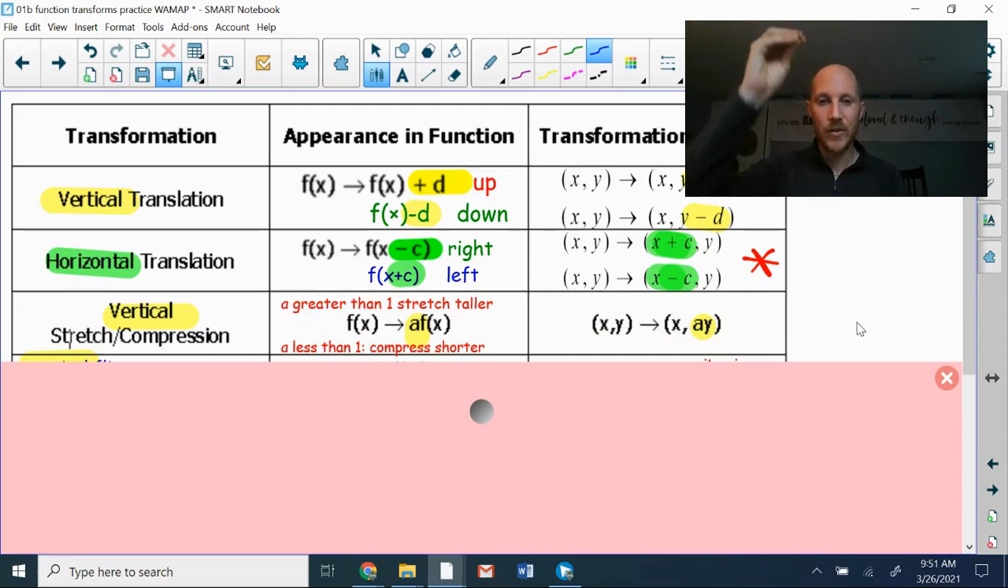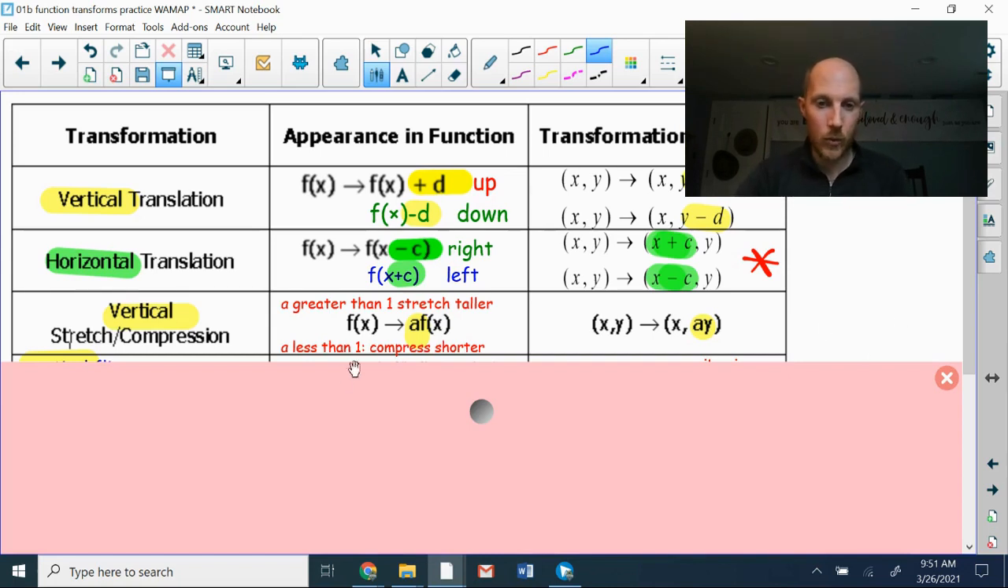It just changes the height to either stretch it taller if the a number we see there in front of the function notation, a multiplied by f of x. If that a number is greater than 1, it's going to stretch the graph to make it taller by giving it a bigger y coordinate. If that a number is something less than 1, like between 0 and 1, like a fraction, it's going to squish the y coordinate or make the y coordinate smaller, so the graph will appear shorter.